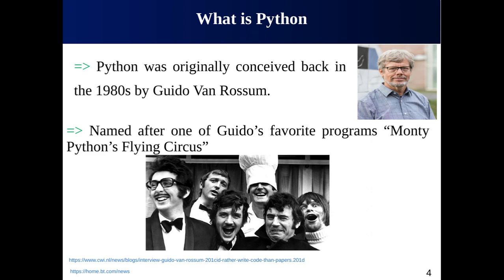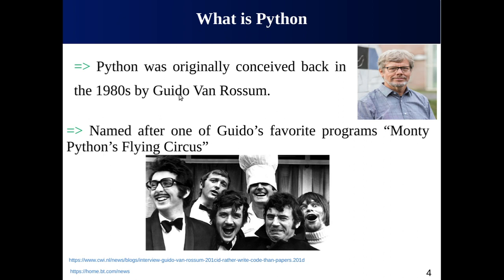Actually, the name has been derived from one of the famous television shows which was broadcast by the BBC in 1969. It contains over 40 episodes and 4 series. Guido actually loved this show, and the name of the show was Monty Python's Flying Circus. So the name of the show contained the word Python, and he loved the Flying Circus show. So the name has been derived from the show, not from the snakes.